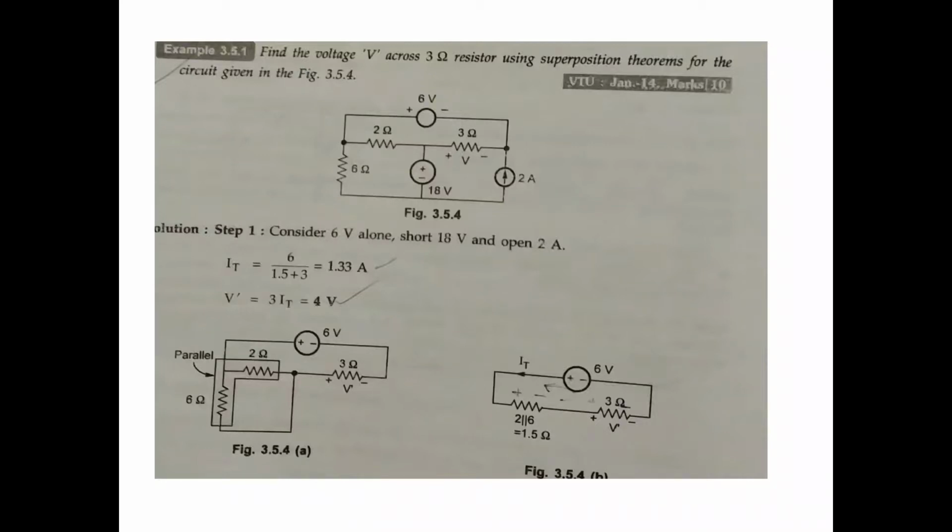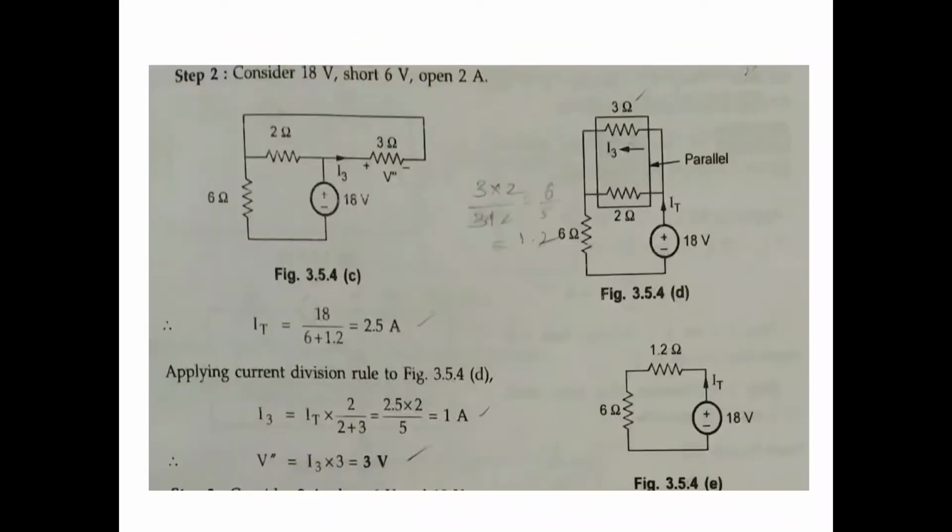Now what is the voltage across the 3 ohm? 3 into the total current, 3 into 1.33, that is 4 volts. Here 2 and 6 are parallel, 6 volts as it is, 3 ohm. First you calculate this voltage.